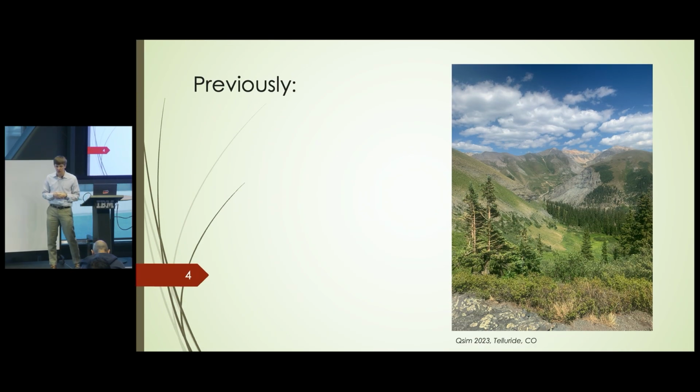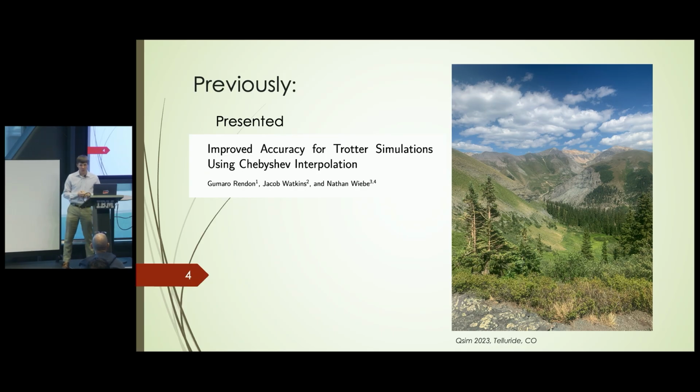So previously, I had the pleasure of giving a very similar talk at the first QSim conference in Telluride, Colorado. Very, very lovely setting. A little different from New York City, but they both have their merits. This was work that was done alongside Guang Hao Low, Rendon, and Nathan Wiebe. And we introduced an algorithm for improving both eigenvalue calculations and time-evolved expectation values using a polynomial interpolation technique with robustness to error guaranteed by the use of Chebyshev nodes for the interpolation.